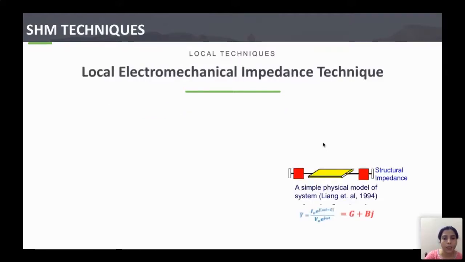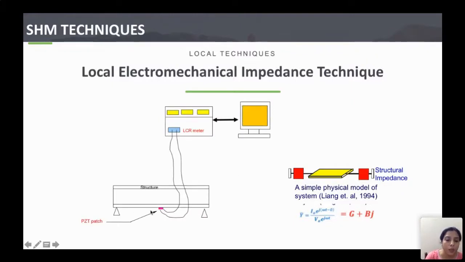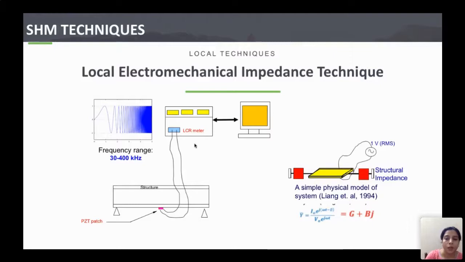Next is the local EMI technique. In this technique, we attach a piezoelectric patch to the structure, and using a machine, an LCR meter, we give a sine wave voltage to the PZT patch, which will cause actuation in the PZT. I told you the PZT patch can act as both actuator as well as sensor. Now in the first stage, when you have given the sine wave voltage to the PZT patch, it will start actuating, and it is acting as an actuator here. And since the PZT patch is attached to the structure, the surrounding structure will also start vibrating.